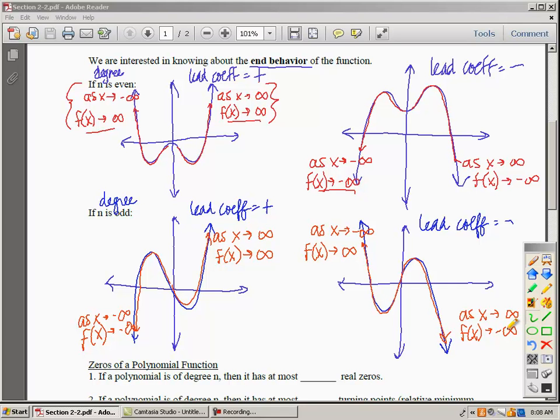Okay? My suggestion to you is that you learn these four, because if you can look at a polynomial and tell me something about the coefficient and the degree, you shouldn't need your graphing calculator in order to be able to tell me the end behavior.